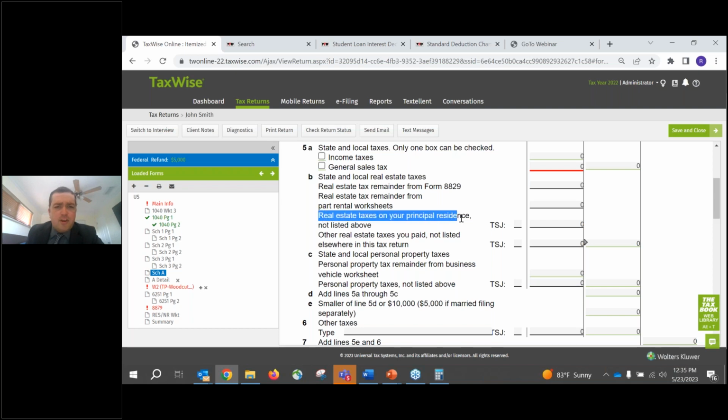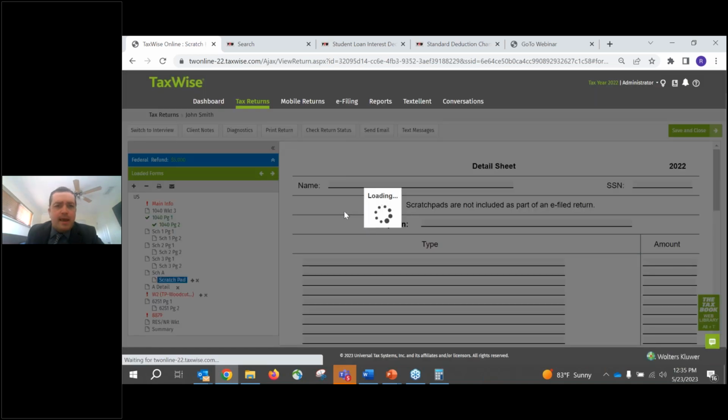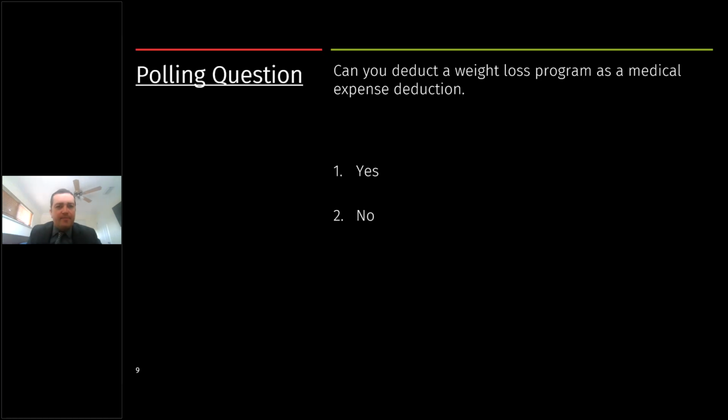So we're going to go ahead. I'm going to go to this section here for the real estate taxes for the primary residence. We're going to link back to a scratch pad, and we're just going to say primary residence, real estate taxes. We're going to say they had a very nice home. They had $15,000. Actually, let's actually go back and see what the real estate taxes were on our sample 1098.